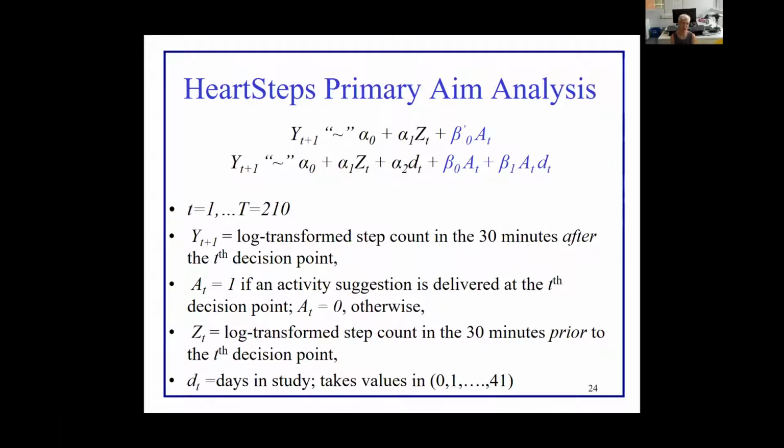Notice what we use as the control variable. Our outcome is this log transform step count in the 30 minutes after the decision point. Our control variable is the pre-treatment 30-minute step count, that is the 30-minute step count prior to the decision point. Highly correlated, and this was pre-specified, and it works like a charm because Z_t and Y_{t+1} are so very highly correlated. Again, D_t is coded, so D_t equals 0 on the first day of the study.